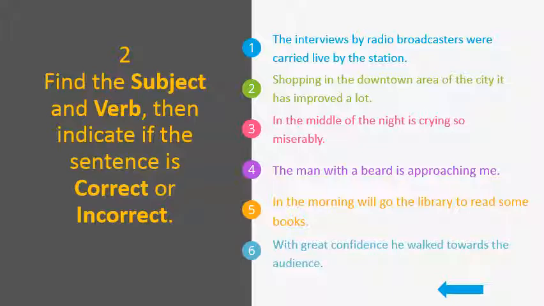Okay, so you have verb. Then what you have to find next is the subject. Can you find the subject? Yes, it's the interviews. So that's why sentence number 1 is correct. The subject is interviews. The verb is were. Do the rest for number 2 up to number 6.